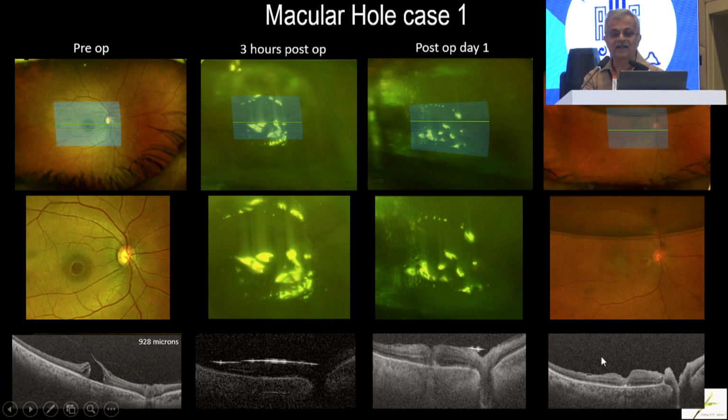You can't make out in any other way except with Swept-source that this hole is closed on day one, and this is a week later. Normally, with all our standard machines, we are able to do OCT when the bubble recedes above the macula, then we are sure. But this is helpful in almost 70-80% of patients. On day one, you can do OCT of the macular hole.